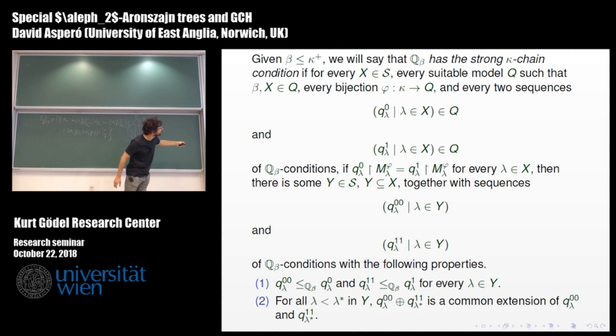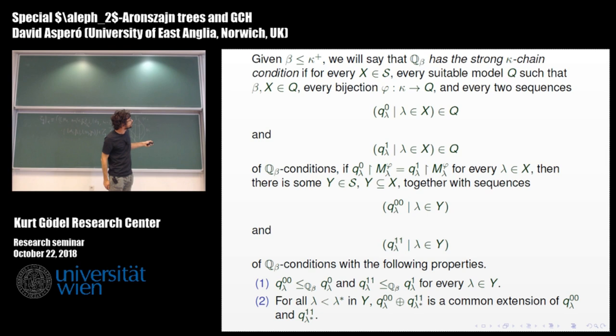I'm really lost. What is script S? Script S was what I defined as the set of positive sets in the filter. And Q0 lambda is a sequence of conditions, right? So you have two sequences of conditions, with superindex 0 and 1. You assume that they agree nicely, and then you promise that there is a Y, a subset of X.